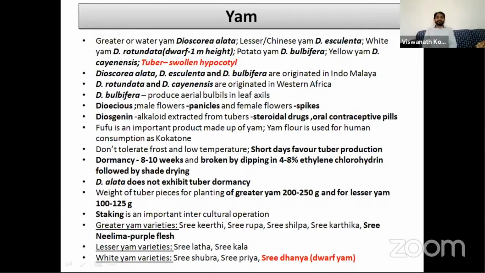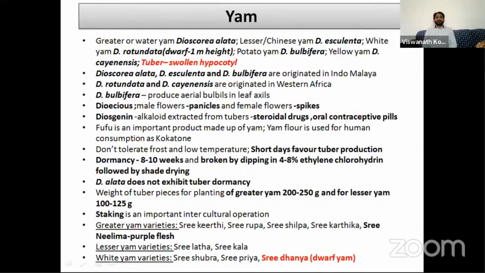So Dioscorea alata, esculenta, and bulbifera originate in the Indo-Malayan region. Dioscorea rotundata and cayenensis originate in Western Africa. As I said, Dioscorea bulbifera produces aerial bulbils in the leaf axils. Yam is a dioecious crop, where the male and female plants are different. The male inflorescence is a panicle, and the female inflorescence is a spike.